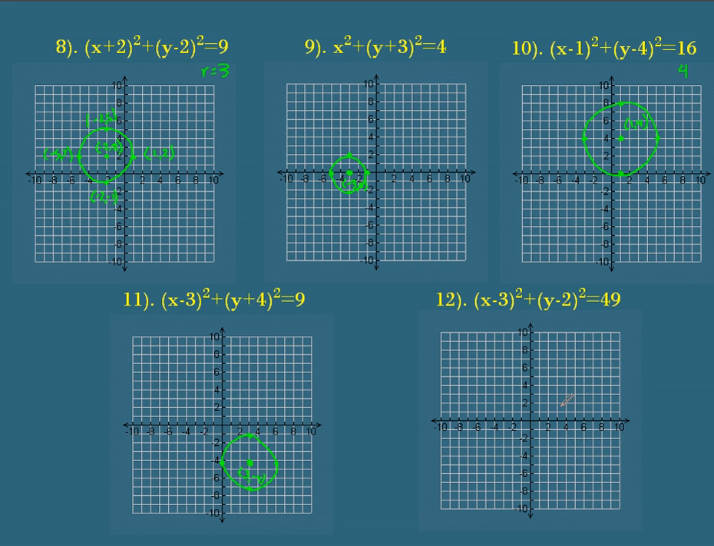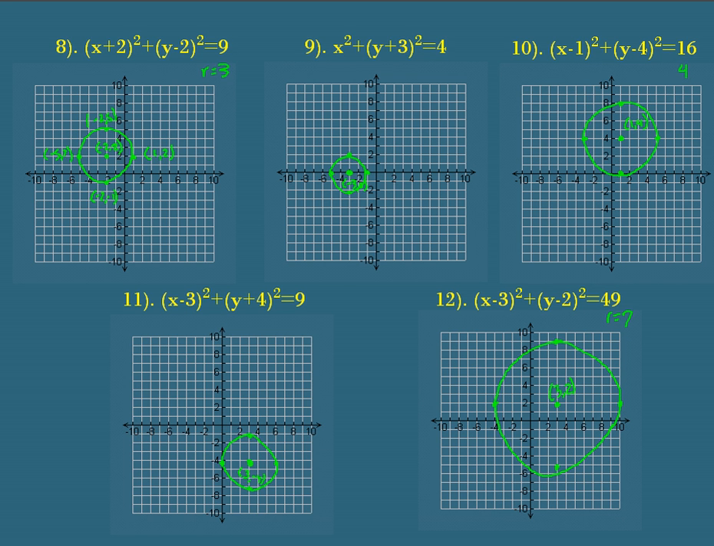Positive 3 and positive 2. The square root of 49 is 7. So this ordered pair is 3, comma 2. I'm going 7 in each direction. So I'll go to 10, 2. I'll go to negative 4, 2. I'll go up to 3, comma 9. And I'll go down to 3, comma negative 5. And now I can try to make my circle. Not very well, obviously.